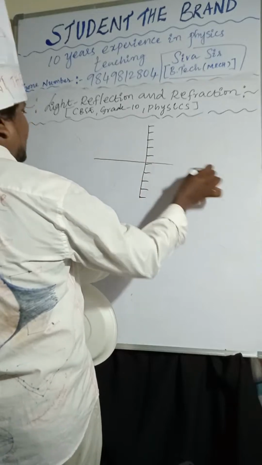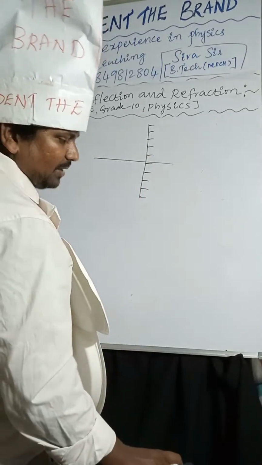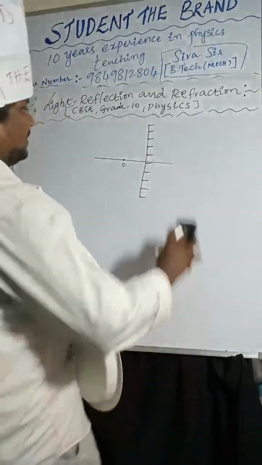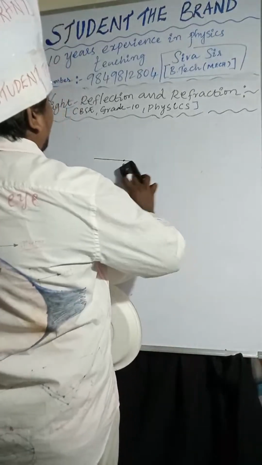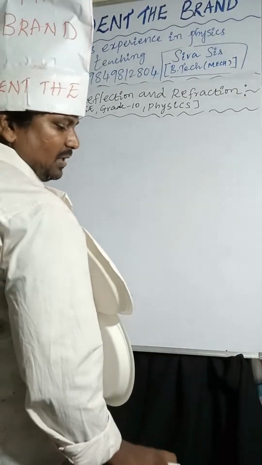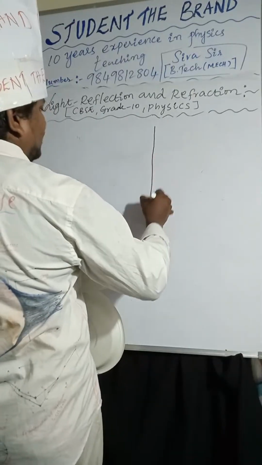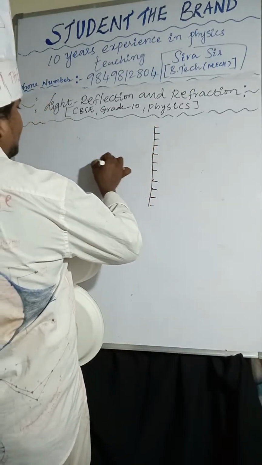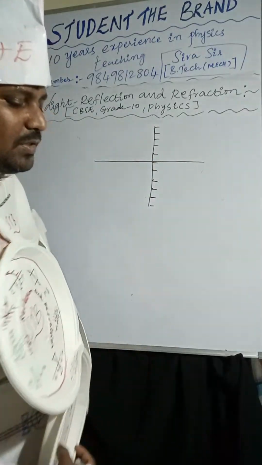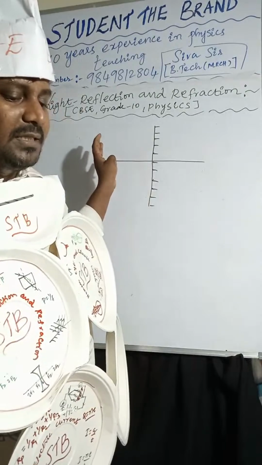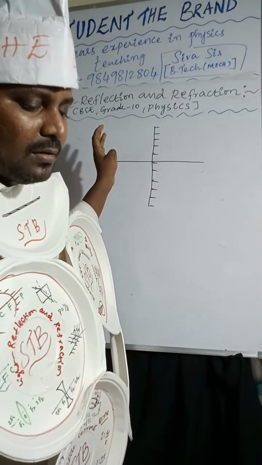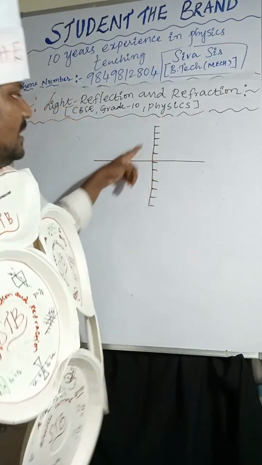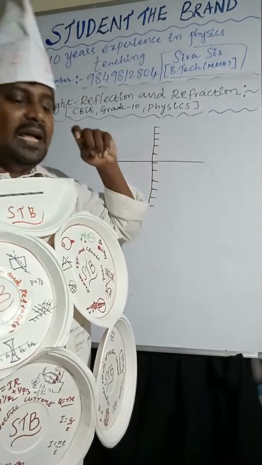This is the normal line. From here, I'm taking the object. So once again, I'll draw. Here I'm considering the plane mirror and the principal axis.